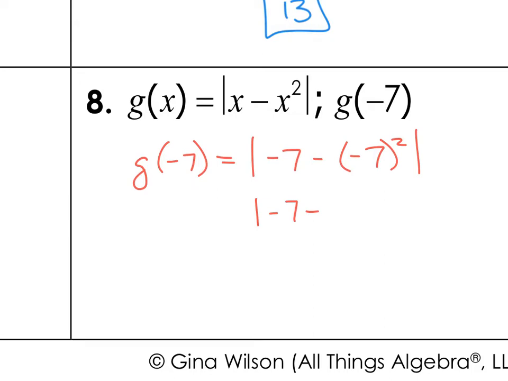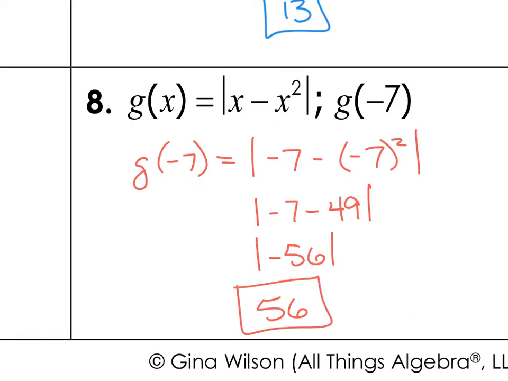So negative 7 squared is a 49, but there's that minus out in front, so I'm going to keep it like that. Okay, negative 7 minus a 49, well, that'd be a negative 56. And then the absolute value of negative 56 is a positive 56. And so g of negative 7 would be positive 56. Okay, let's flip it over on the back and see what we got on there.